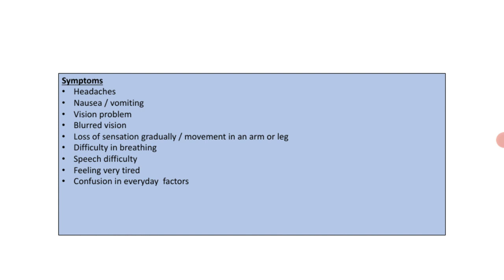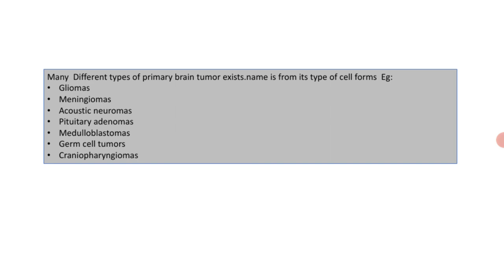And there are some symptoms of brain tumors. They are headaches, nausea or vomiting, vision problems, blurred vision, gradual loss of sensation or movement in an arm or leg, difficulty in breathing, speech difficulties, feeling very tired, confusion, etc. Many different types of primary brain tumors exist and the name comes from the type of cells where it forms. Example: gliomas, pituitary adenomas, meningiomas, germ cell tumors, etc.